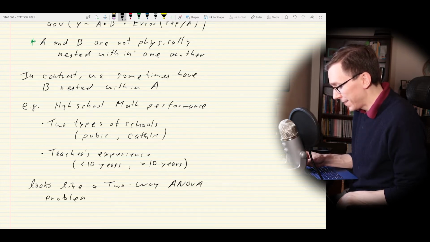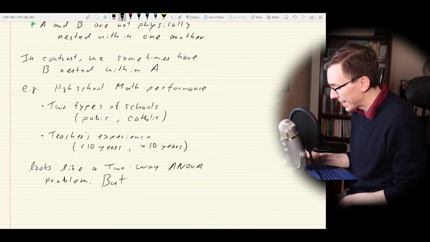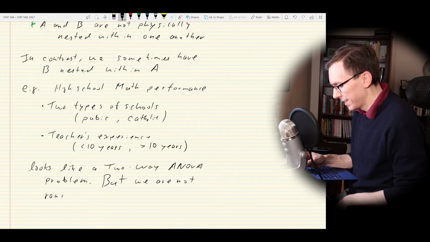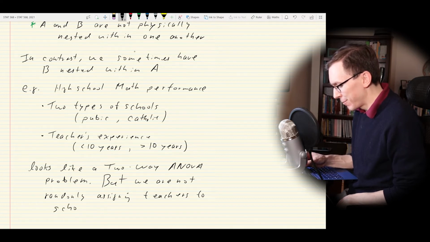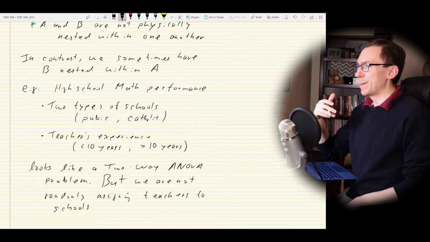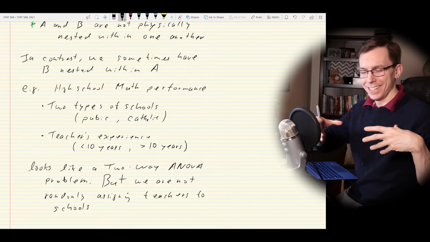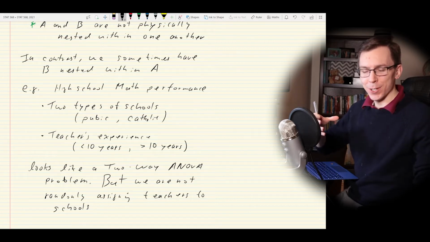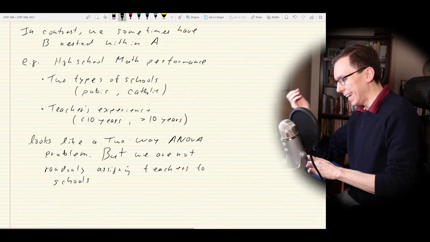But there is a difference, and the big but is that we are not randomly assigning teachers to schools. They're already there, right? If we were to do this as a proper two-way ANOVA, what we would really be doing is randomly assigning students to schools and then also randomly assigning teachers to those schools, right? To make sure that everything is fully randomized, but that's not the case.